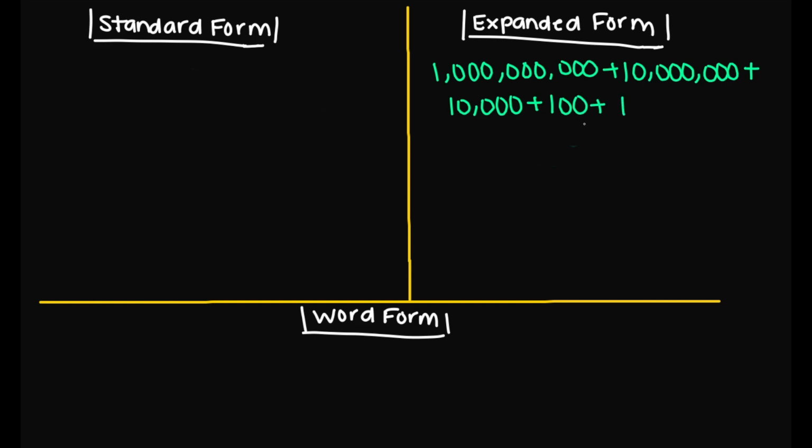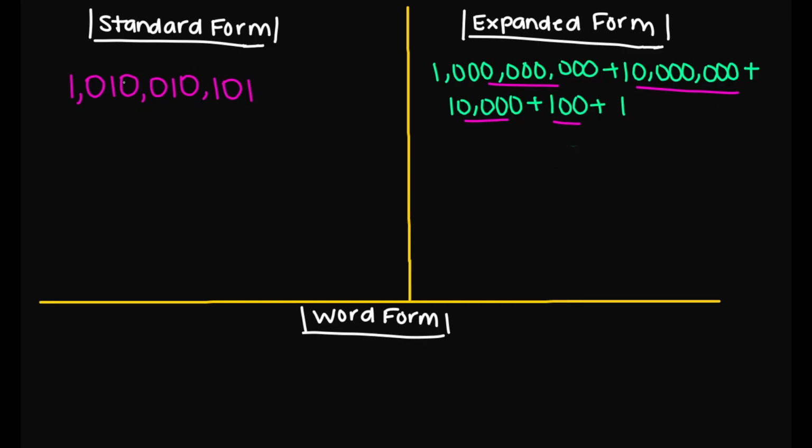So if this is your expanded form, how would you write this in standard form if you go from expanded to standard form? So first we have our 1 billion. So I'm going to go ahead and get that ready. Add my comma. Then we have 10 million. So 10 million, I'm going to add a 0 here, and I'm going to put my 10 here for 10 million. Then we have 10,000. So I'm going to add a 0 here, and I'm going to add my 10 here for 10,000. Then we have 100. So I'm going to add my comma here, and we have 1. So I'm going to do 100, 0, 1. So this is your standard form.